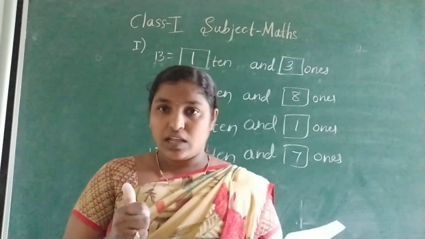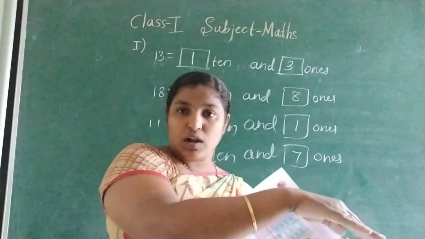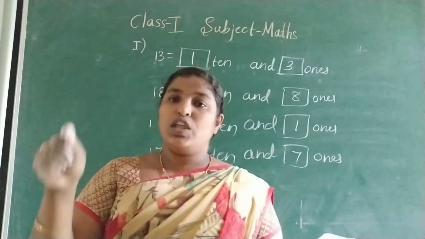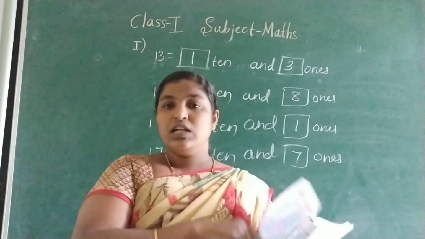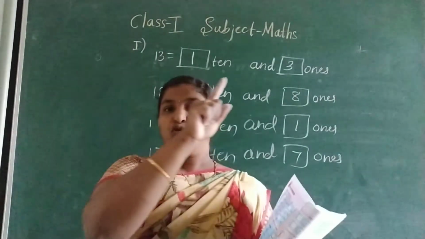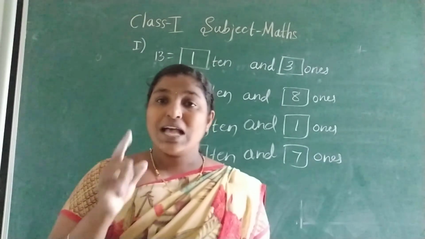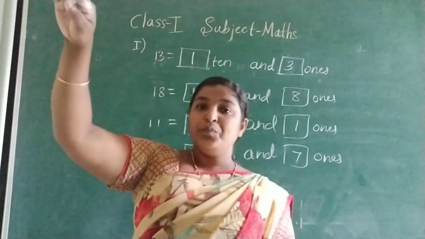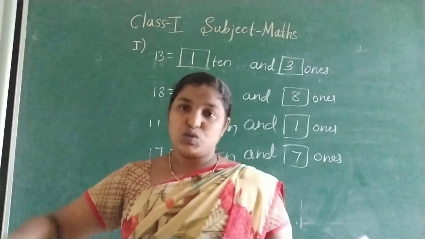What is descending? Descending means writing from big number to small number. 1, 2, 3, 4. Which is big? 4 is big. So write 4 first. Then 1, 2, 3 remain. Which is big? 3. So after 4 you should write 3. Then 2. Then 1. So ascending means writing numbers from small to big. Descending means writing numbers from big to small.